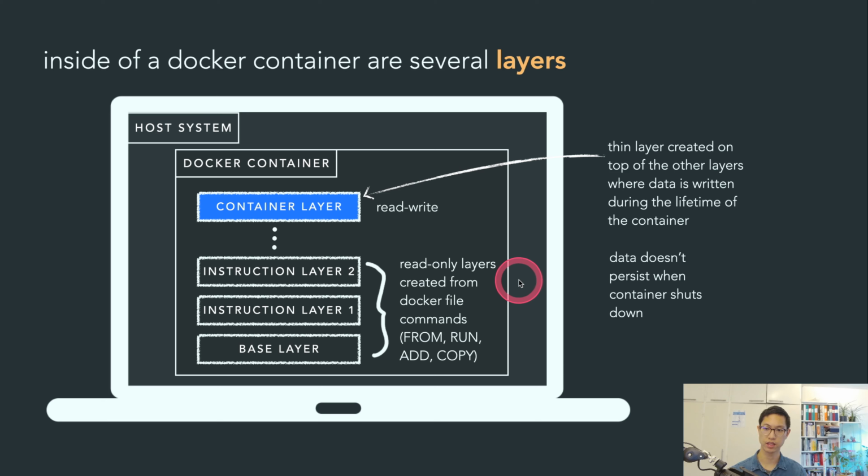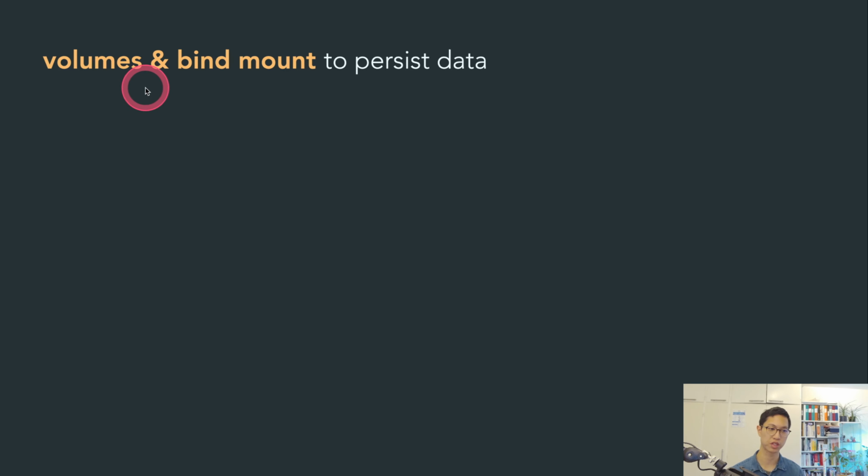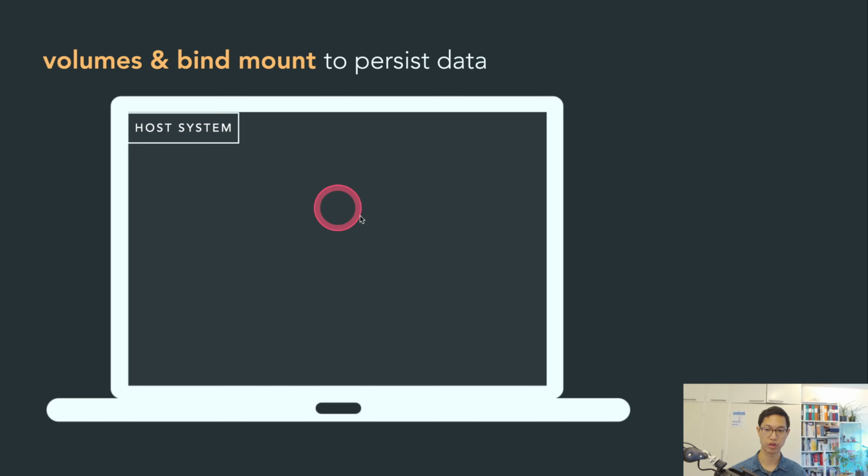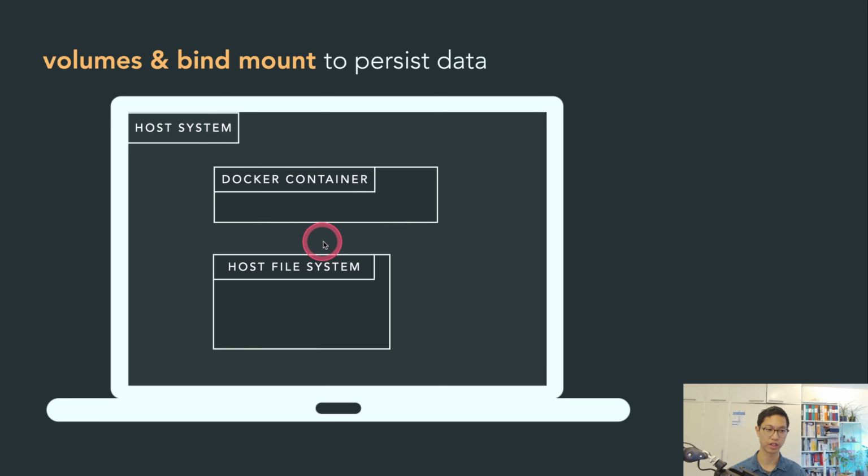Well, if you want to store data, then it's not useful to just have the container layer for writing the data. For example, you want to have a database that is persisted, or you want to persist files, then you should have something called volumes. There's something called volumes and bind mounts to persist data. Here's the host system, and you have your Docker container. This is the host file system, so basically where you store your files.